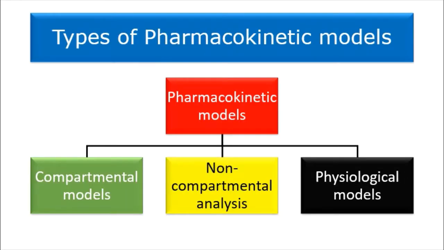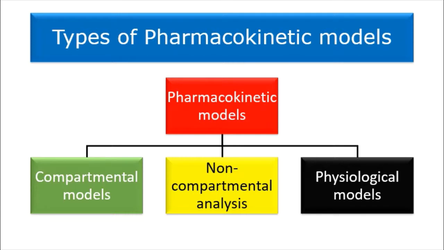Pharmacokinetic models are normally applied to calculate pharmacokinetic parameters like volume of distribution, clearance, half-life, elimination rate constant, or even to calculate doses or plasma concentrations at different times. Three pharmacokinetic models are normally applied. These are compartmental models, which consider the body is composed of one or more compartments. And also we have the non-compartmental analysis, which does not consider the body composed of compartments.